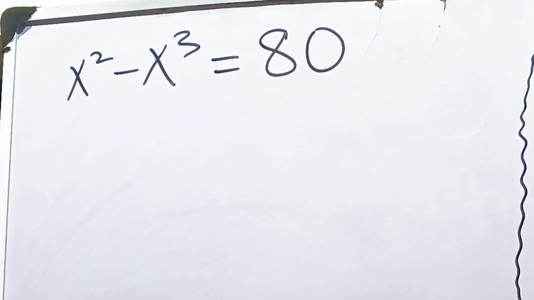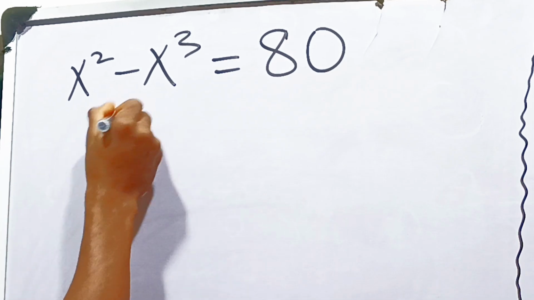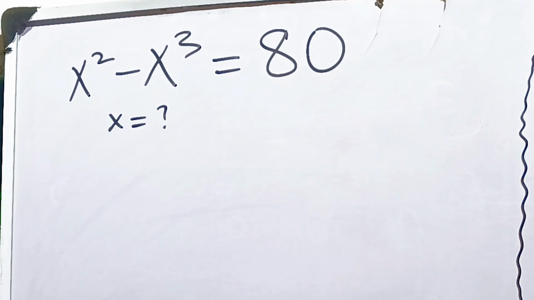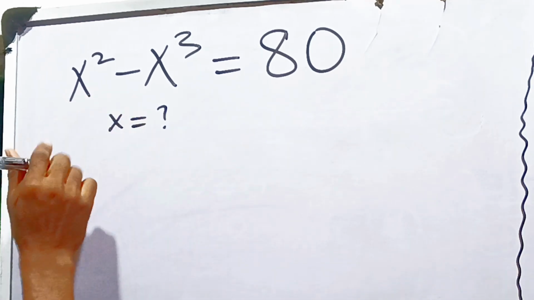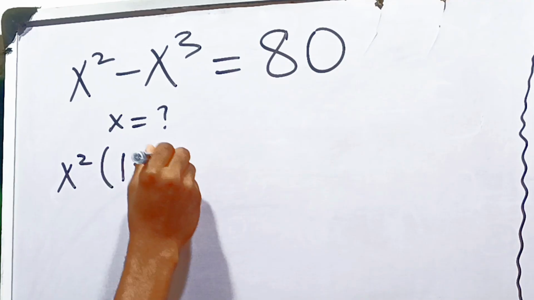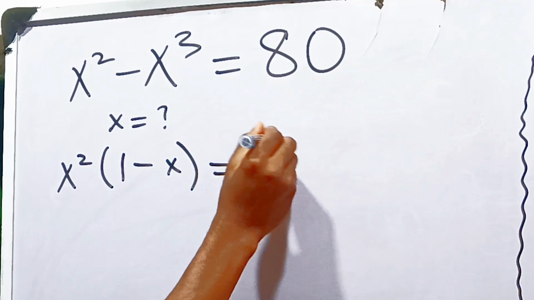Let's solve this together. It says x squared minus x cubed is equal to 80. We're required to solve for x in this question. Okay? Now, first thing we can do here is to factor out x squared from this side. So we have x squared into 1 minus x equals 80.